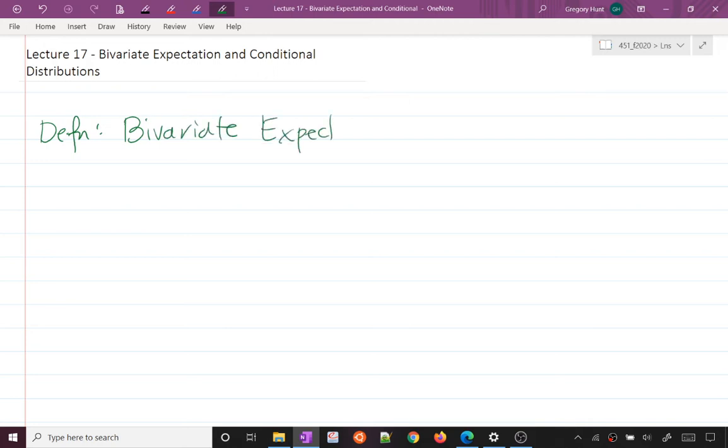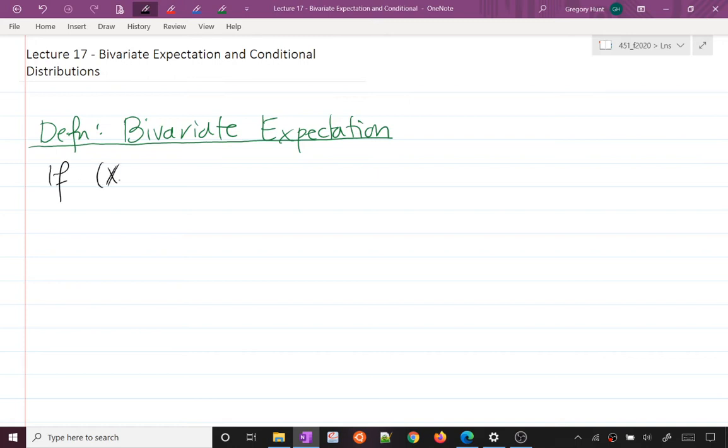So we've been talking about bivariate distributions. Last time we talked about discrete and continuous bivariate distributions where we have two random variables at a time. We can talk about joint PMFs, PDFs, CDFs. So you extend many of the concepts we had for univariate random variables to bivariate random variables. And indeed, you can also extend the idea of expectation to bivariate random variables.